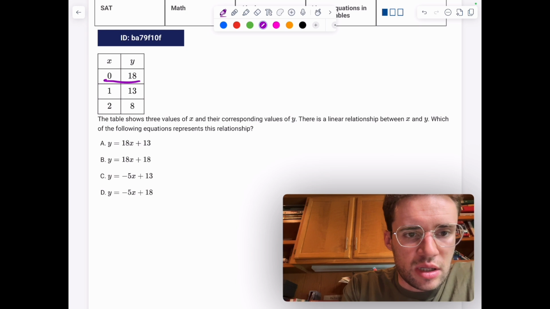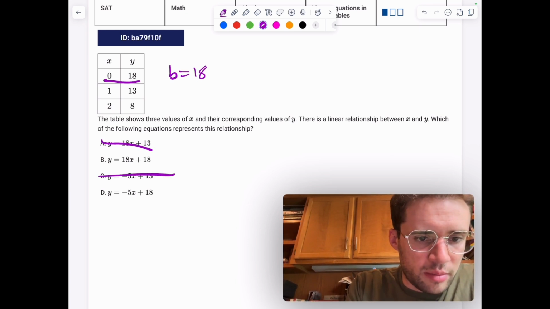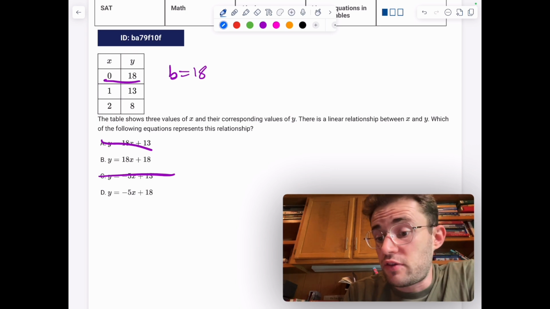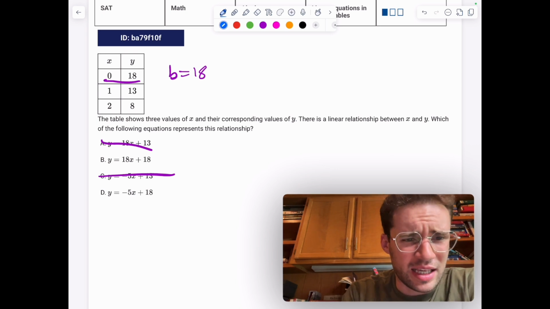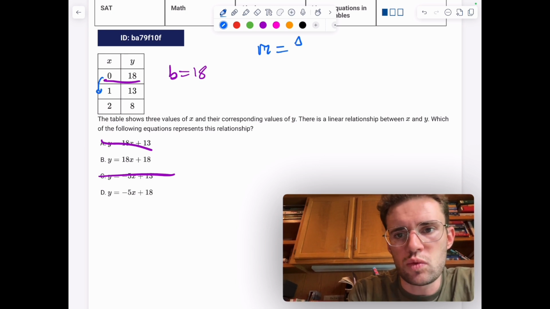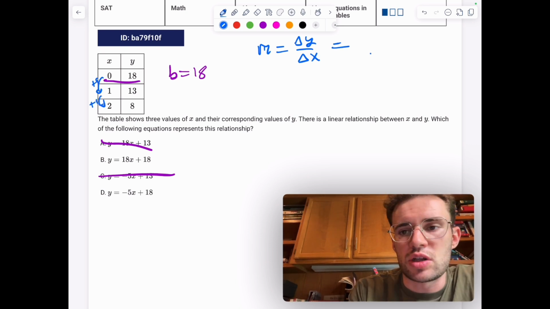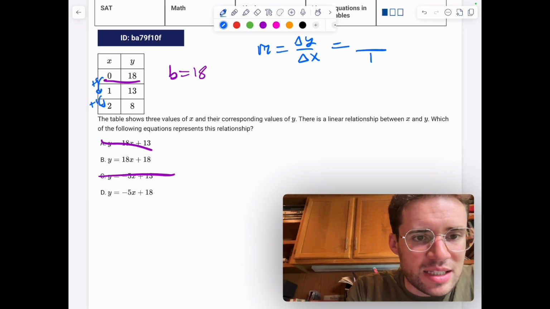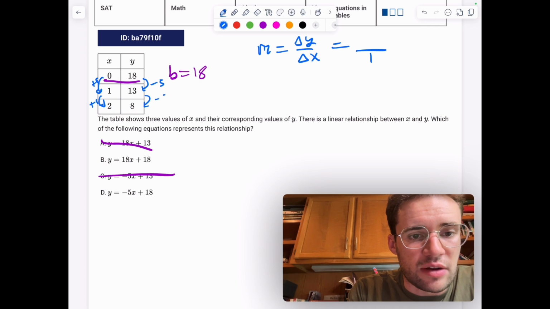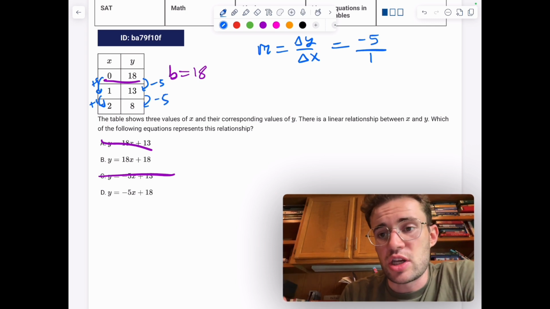So we know our y-intercept is 18, right? When X is 0, Y is 18, which already eliminates A and C because they put 13. Now we just need to find the slope. And what's nice is they gave it so that the X's are going up by 1 because we know slope is equal to change in Y over change in X, or rise over run. So you could do, for every time X goes up by 1, what's happening to the Y? Change in X is 1. And the Y goes from 18 to 13, so that's going down 5. And then from 13 to 8, it goes down 5. So change in Y is negative 5, or down 5, and our change in X is 1.